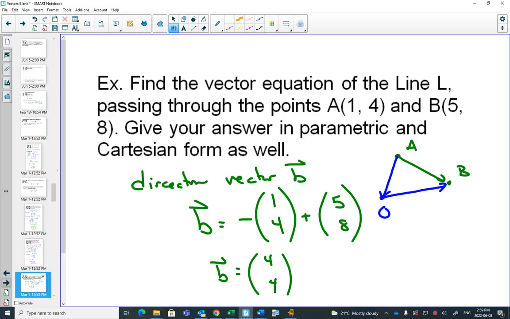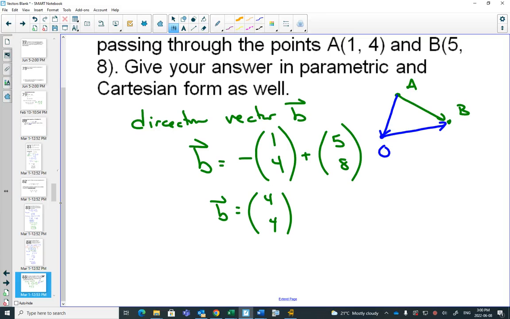Can you see that the direction vector 4, 4 is the same as the direction vector 1, 1, 2, 2, 3, 3, 4, 4, 5, 5? They'd all be equivalent. It's just multiples of each other. So if I got this direction vector 4, 4, I could leave that. I could say my equation of my line is any one of those points. Doesn't matter if you pick A or B. So let's say I picked A, 1, 4, plus t. And I could write 4, 4, or I could write 1, 1.